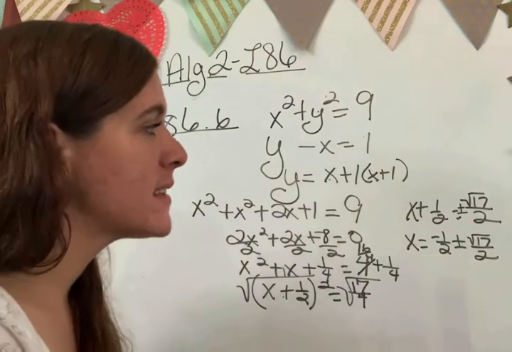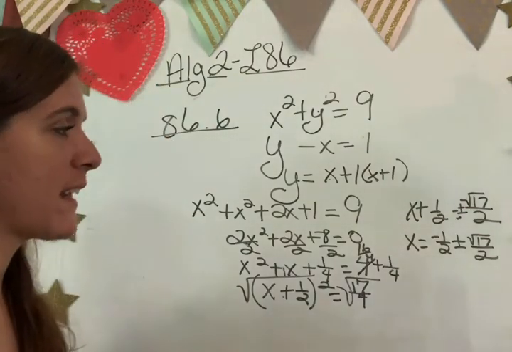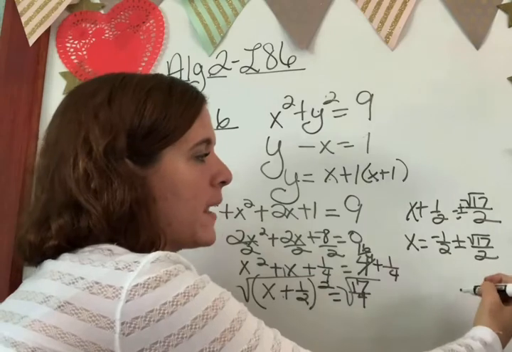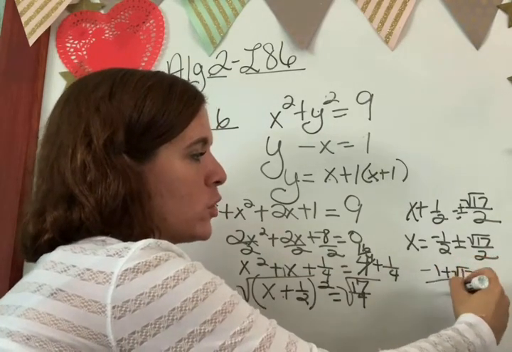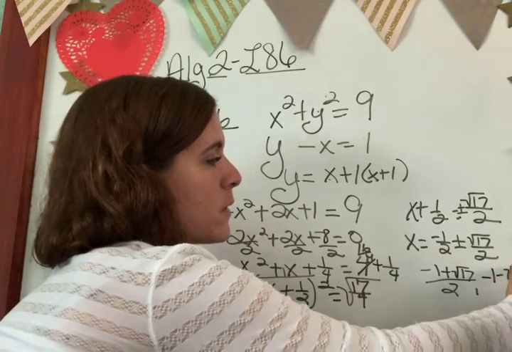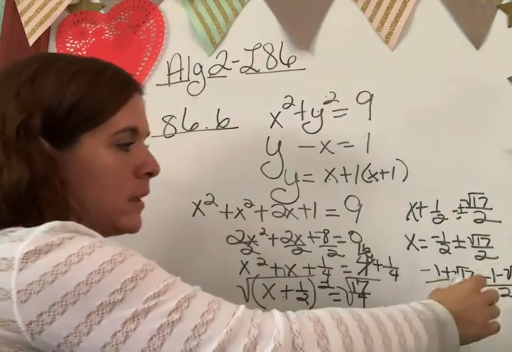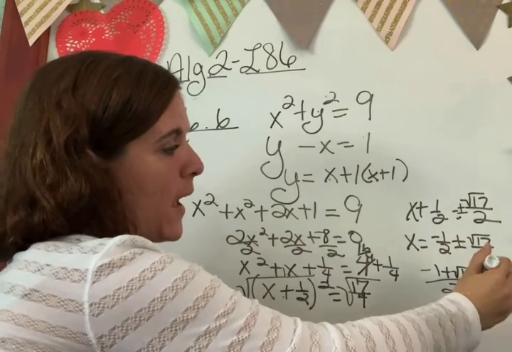I'm going to show you that it's not as crazy as you really think that it is, okay? I'm going to write out my answers like this. -1 plus square root of 17 over 2 and -1 minus square root of 17 over 2. Right? Those are my two x's.